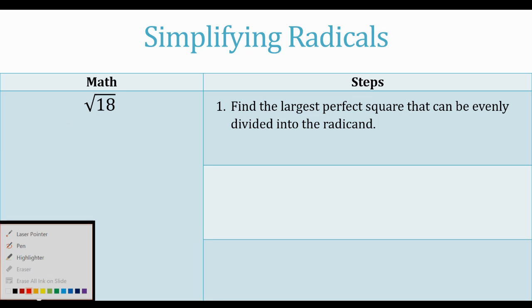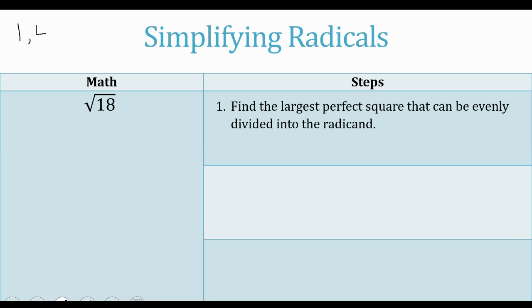So what I like to do is list out the perfect squares that are smaller than 18. So we had 1, 4, 9, and 16. Then it goes to 25, which is greater than 18, so it obviously can't be divided into it. And I kind of work backwards from there. So I say, okay, can 16 be divided into 18? No, it cannot. 16 cannot be divided evenly into 18, so I know that's not going to be it. Can 9 be divided into 18 evenly? Yes. We can divide 9 into 18. 9 times 2 is 18. So that is the largest perfect square that can go into 18.